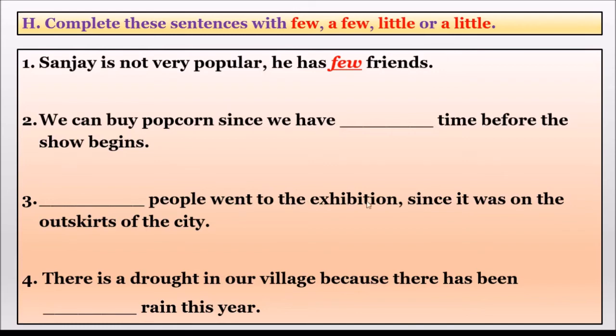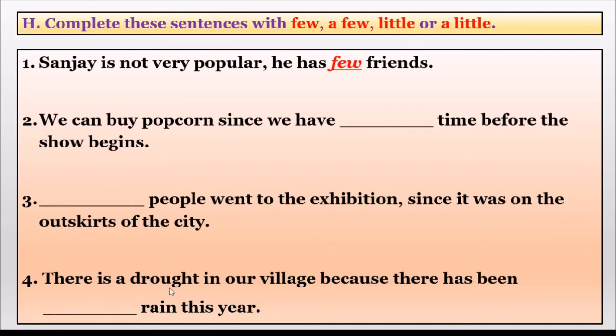Third one. Dash people went to the exhibition since it was on the outskirts of the city. So it is clearly mentioned that the exhibition was out of the city. When it is out of the city, all the people will not attend the exhibition, right? So what we can say, few people went to the exhibition since it was on the outskirts of the city. We are not talking about the right amount, right?